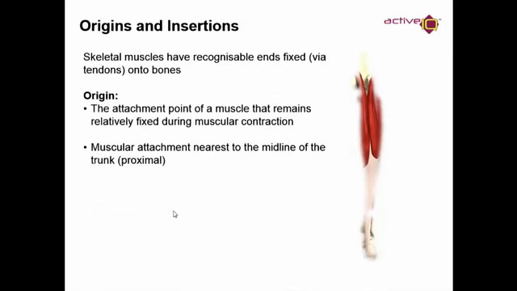There we go. A little bit more on origins and insertions. So the origin is the attachment point of a muscle that remains relatively fixed. Muscular attachment near to the midline of the trunk. So the origin will be in the middle of the muscle. It won't connect coming out of the side somewhere. It'll be at the end, in the middle.